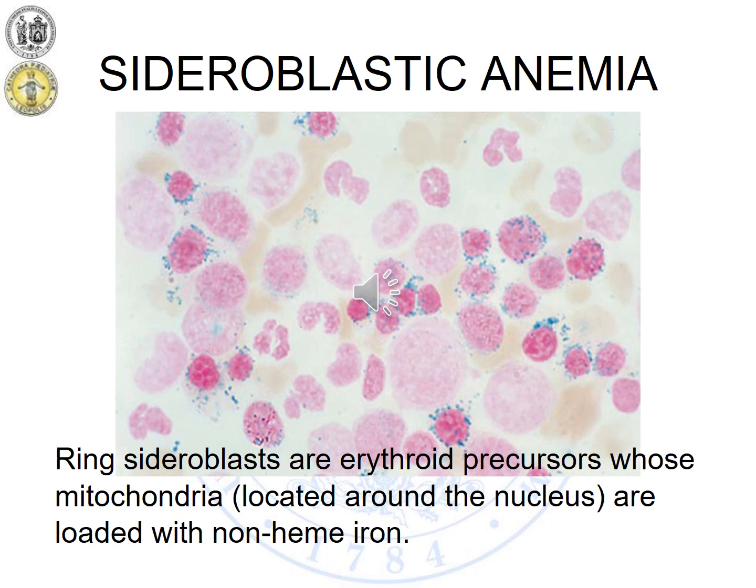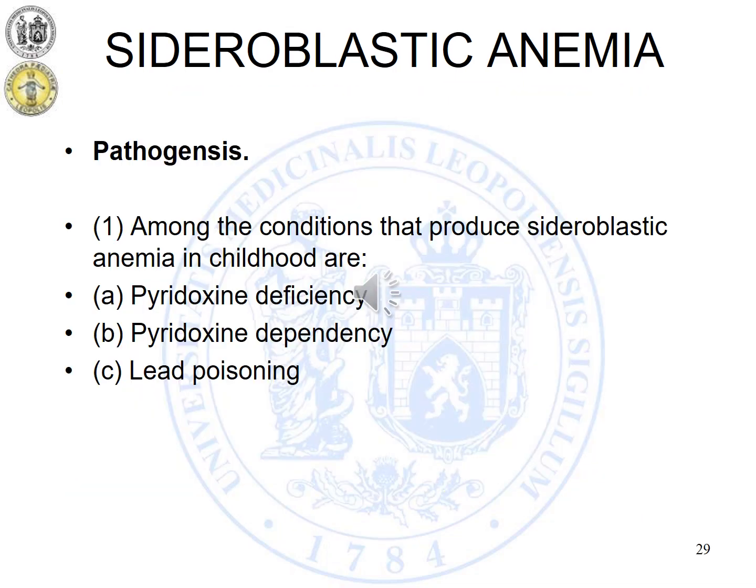So again, in sideroblastic anemia, ring sideroblasts are seen in the bone marrow. Ring sideroblasts are erythroid precursors whose mitochondria are loaded with non-heme iron. Main causes of sideroblastic anemia include pyridoxine or vitamin B6 deficiency, pyridoxine dependency, and lead poisoning.